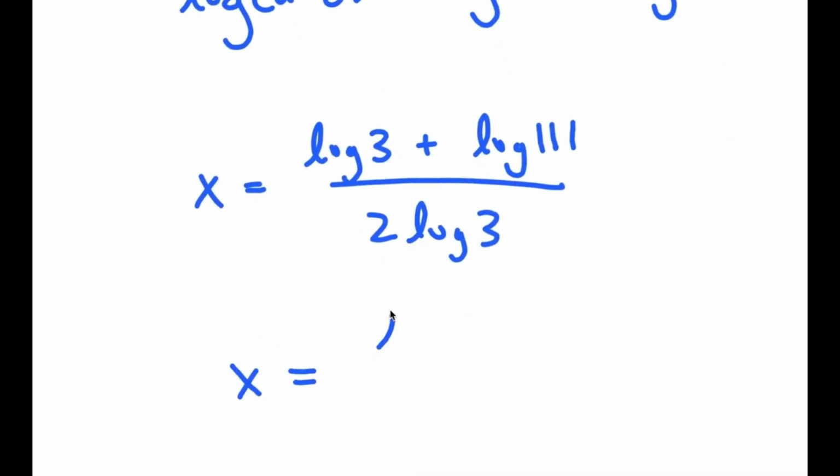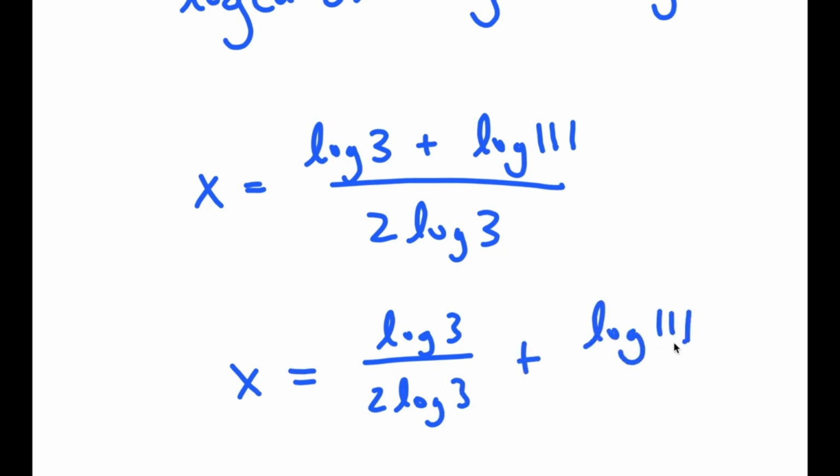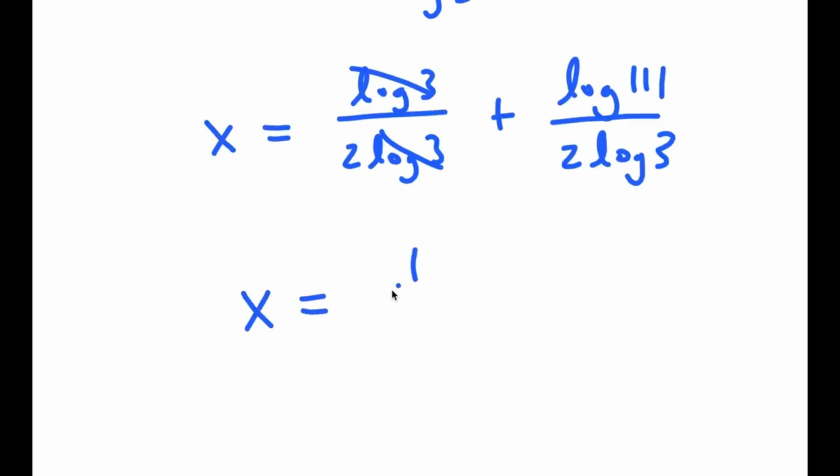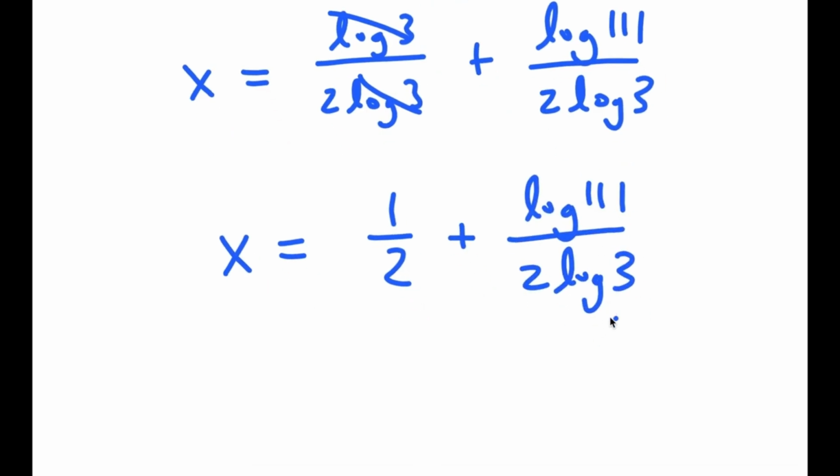And this is equal to log of 3 over 2 times log 3 plus log of 111 over 2 times log 3. So now these two cancel out, and I get x is equal to 1/2 plus log of 111 over 2 times log 3.